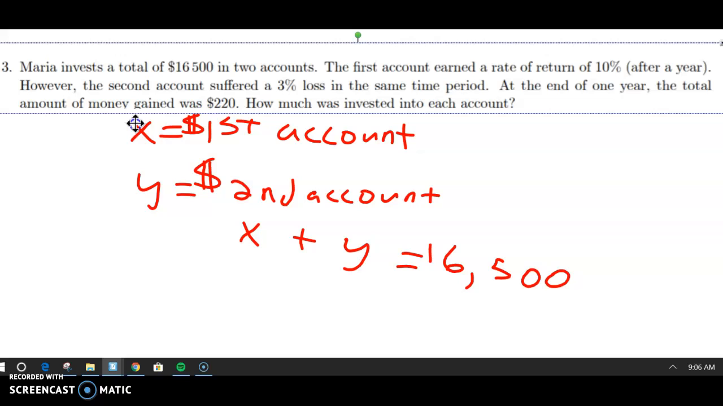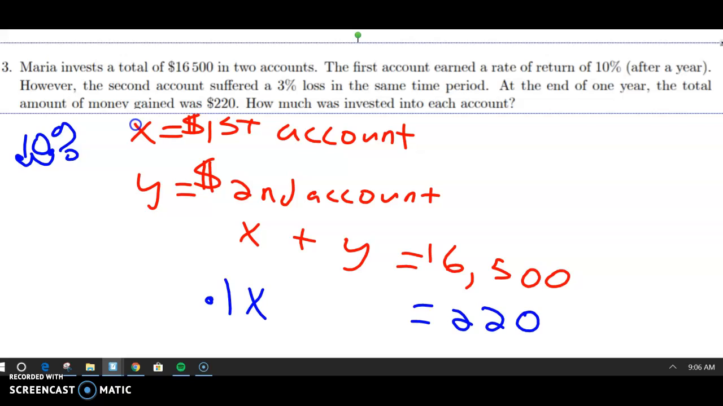Now my next equation is the amount of money I gained. And I know it's equal to 220, right? This time, it's the money I gained from each account. So I have to multiply the money in my accounts by the percentage. So in the first account, I gained 10%, all right? To change a percent to a decimal, I can divide by 100, but I can simply take the decimal and move it over 2 spots. So I have 0.1 times X, and that's the amount of money I earned in my first account.